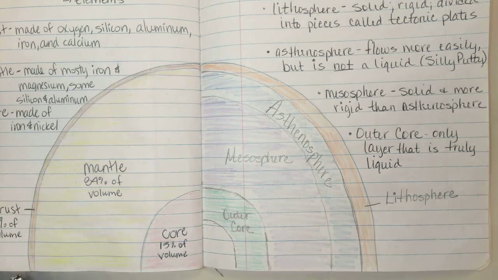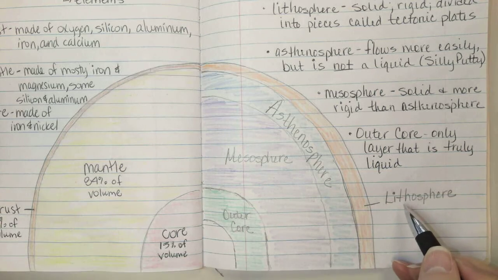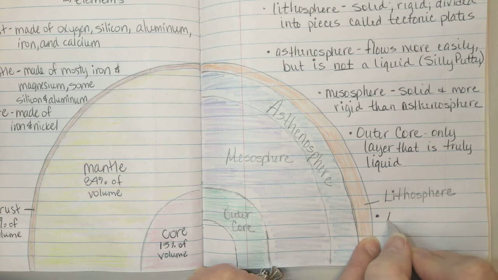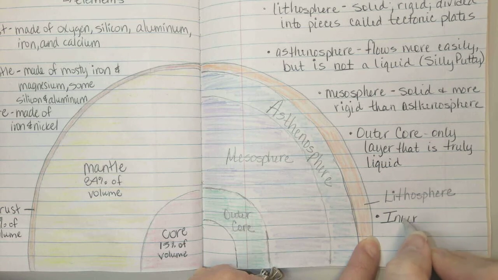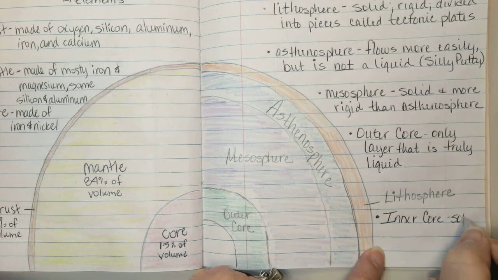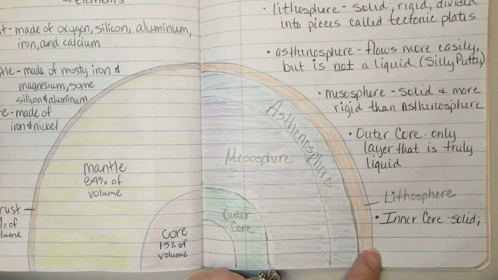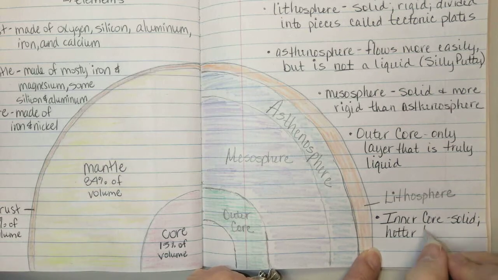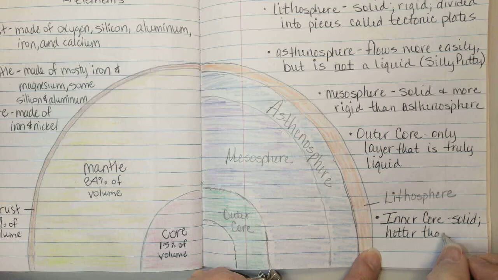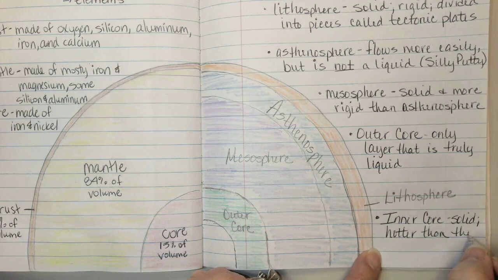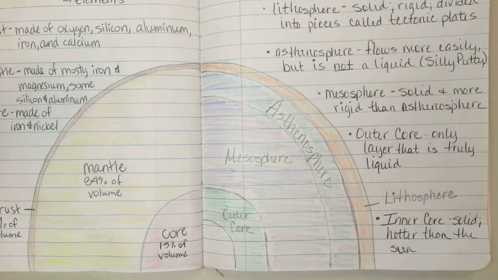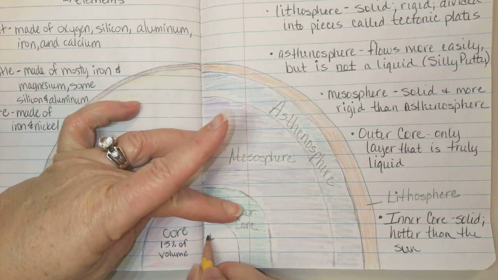And then we've got the inner core. So because we labeled lithosphere right here, we're going to go ahead and we're going to go down here and we're going to label this inner core. Inner core. It is solid. It is hotter than the sun. That is how incredibly hot the inner core is. Hotter than the sun. But it is a solid. So let's go ahead and label this inner core.